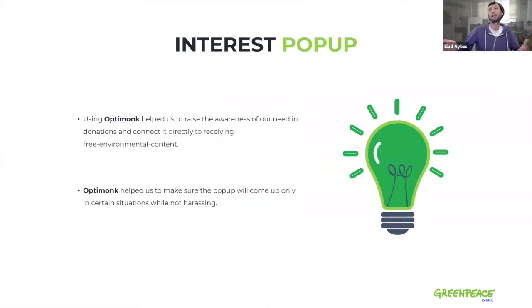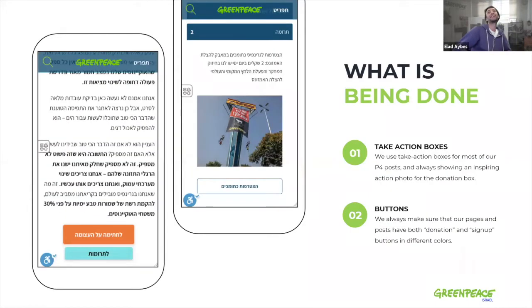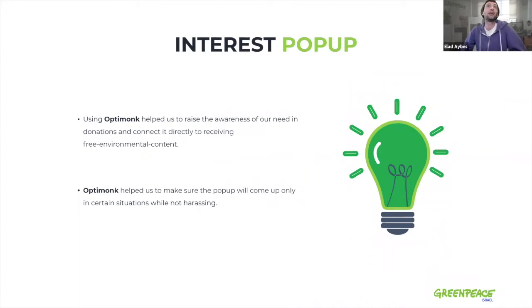So what we did so far is using the take action boxes, which are performing quite well here in Israel. And of course, the buttons that we use on our WordPress posts. Using Optimonk helped us to raise awareness to our donations for free environmental content, and Optimonk helped us to make sure the pop-up will come up only in certain situations while not harassing.